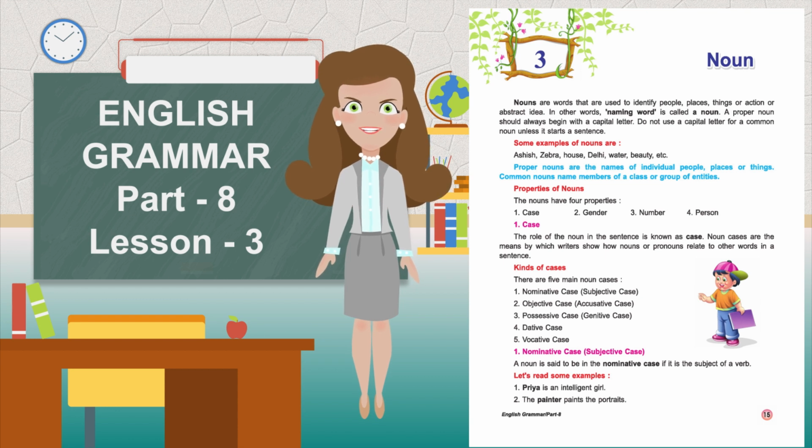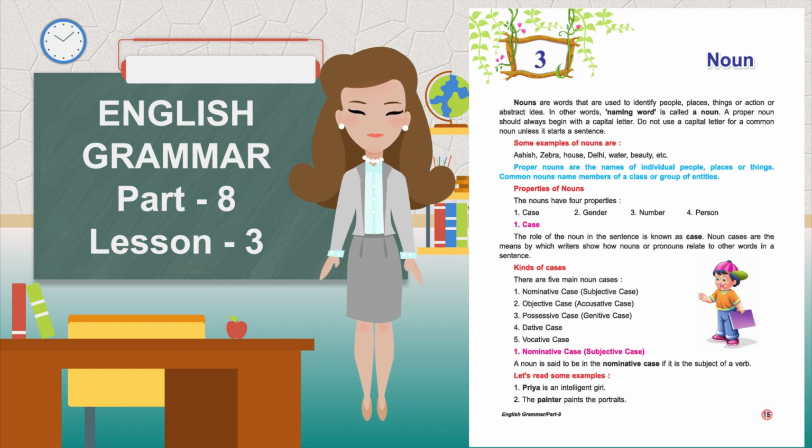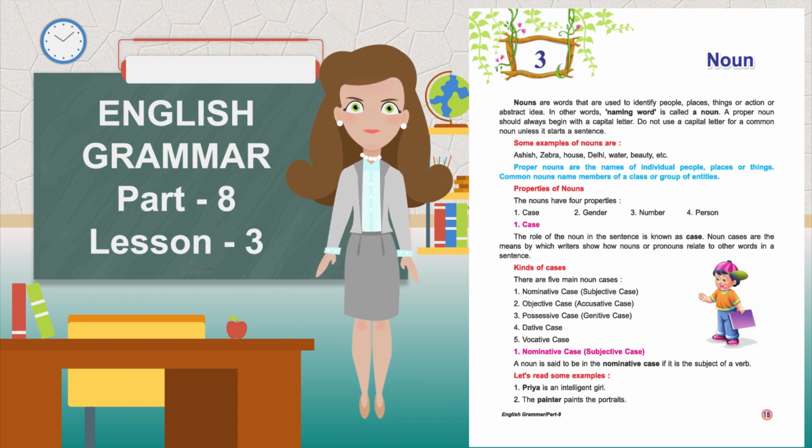Some examples of nouns are Ashish, zebra, house, Delhi, water, beauty, etc. Proper nouns are the names of individual people, places or things. Common nouns name members of a class or group of entities. Properties of nouns: nouns have 4 properties: case, gender, number, person.